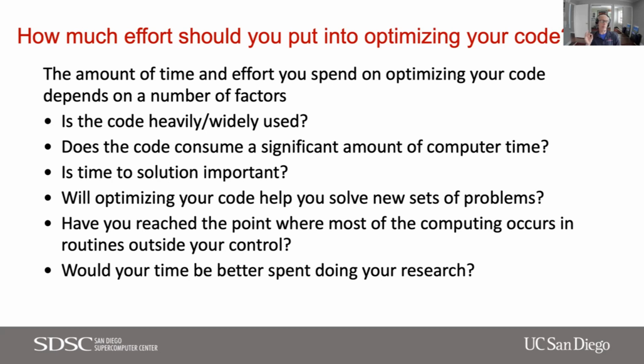Related to the previous slide where I talked about the linear algebra routines and eigenvalue solvers, as you optimize and profile your code, if you get to the point where most of that computing is occurring in routines outside of your control, so let's say you've written nice, clean, optimized code, you profile it, you find out that you're spending 99% of the time in an external math library, you're done. And then also think about the balance between time that you spend working on the codes and time that you spend doing your research.